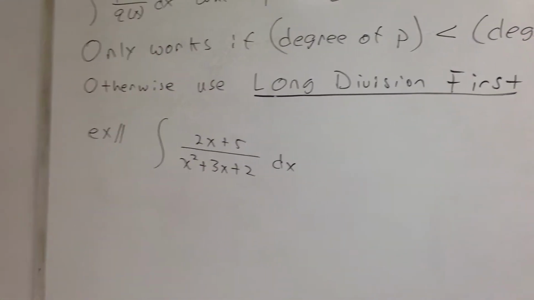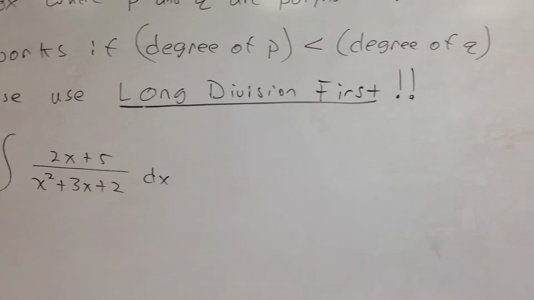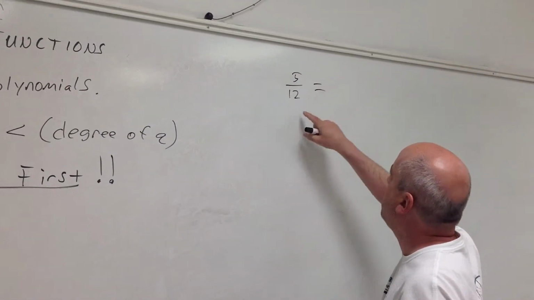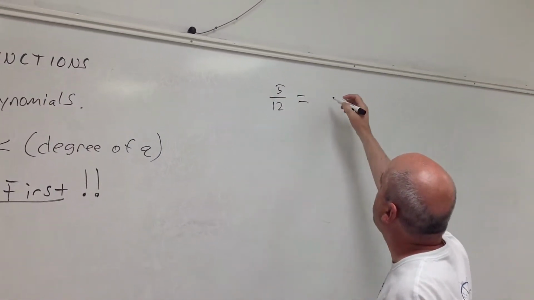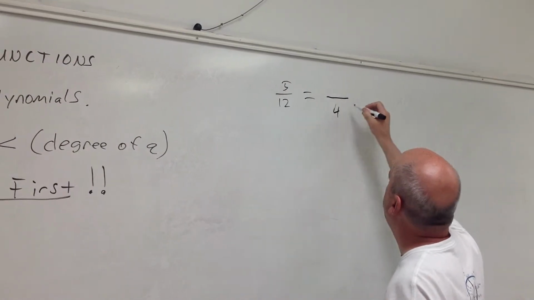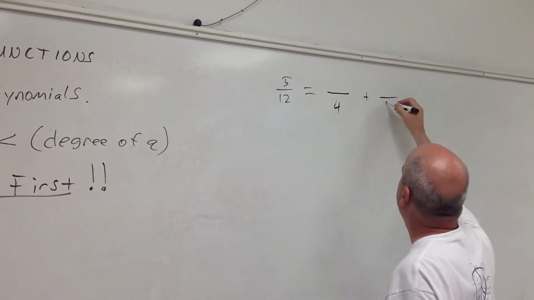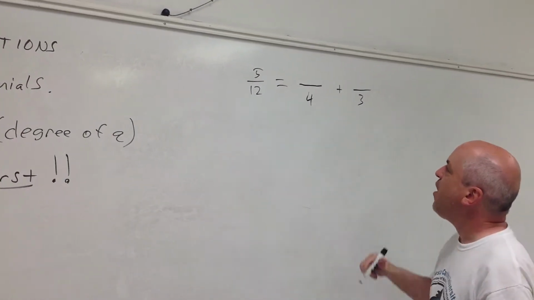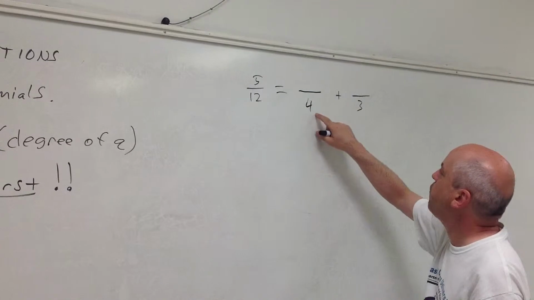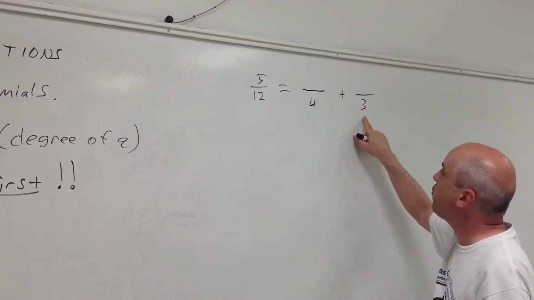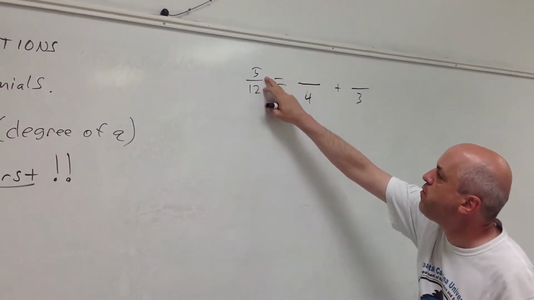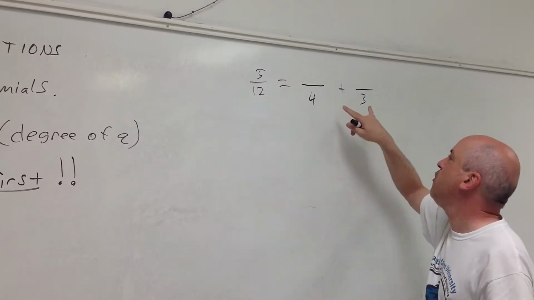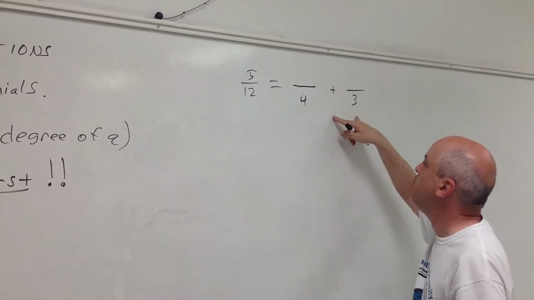So just to point this out, if I had a fraction like 5 over 12, this could have been obtained from adding two fractions, one with denominator 4 and another with denominator 3, because the least common multiple of 4 and 3 is 12. So if I started with two fractions, something over 4 plus something over 3, and added them together, I would get something over 12. We want to do the reverse. We're starting with a fraction with 12 in the bottom, and we're trying to rewrite it as a sum of two fractions, something over 4 and something over 3.